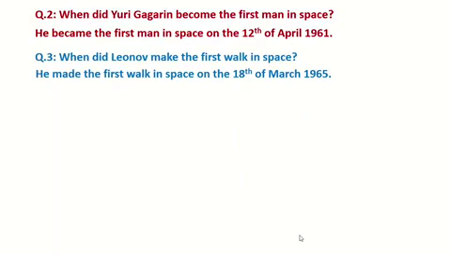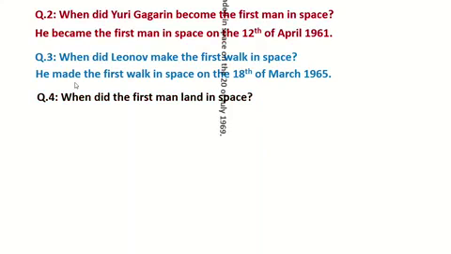Look at sentence number 3. Please look at the book. Now, the answer is here. When did Leonov make the first walk in space? He made the first walk in space on the 18th of March 1965. Look here. We use did make in the question, when in the answer we use made, because did make is the same as made.